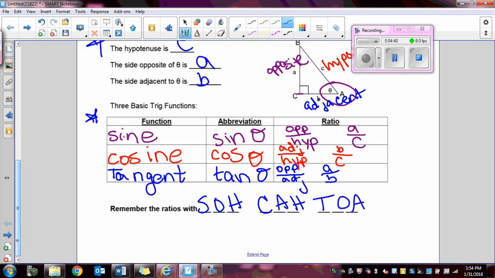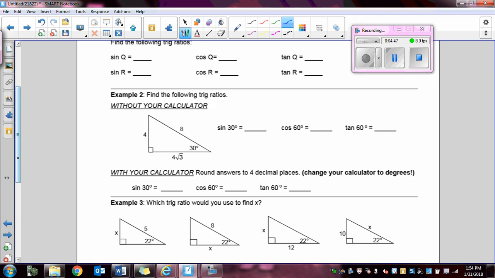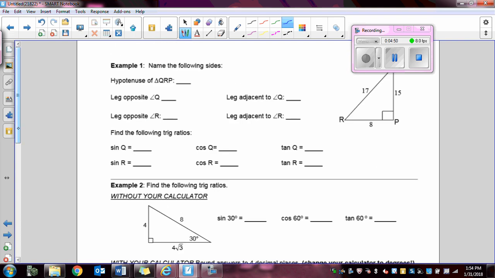Alrighty guys, I'm going to show you how to use this. Go ahead and flip your paper over. I'm going to remind you that we're going to use SOHCAHTOA. So write it on the very top. S-O-H, C-A-H, T-O-A. SOHCAHTOA. All right, so let me just move this.